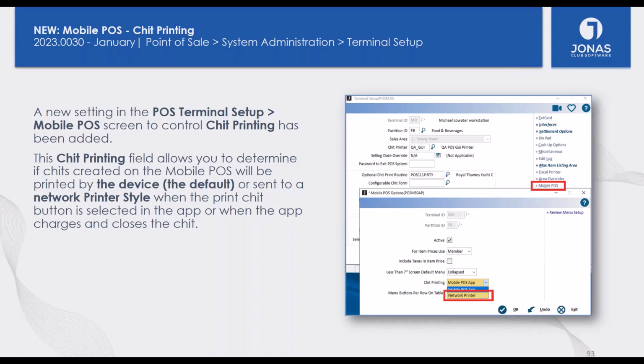So you can see there's the drop-down option over here that gives you the ability to select network printer instead of the mobile POS app printer option before.